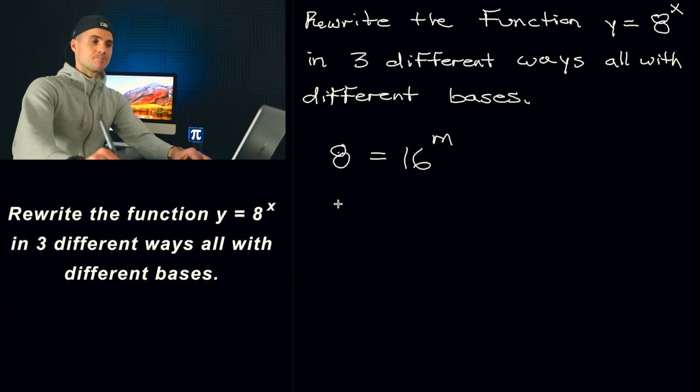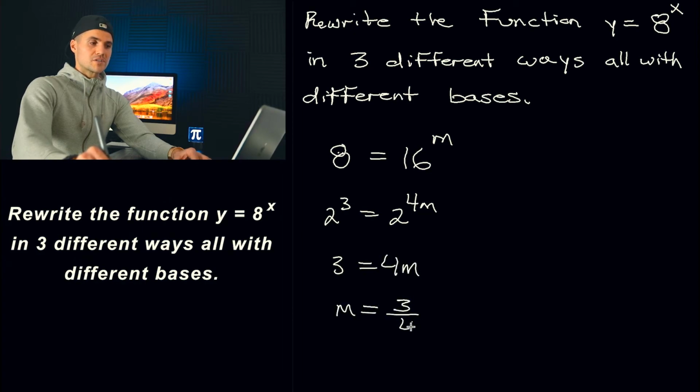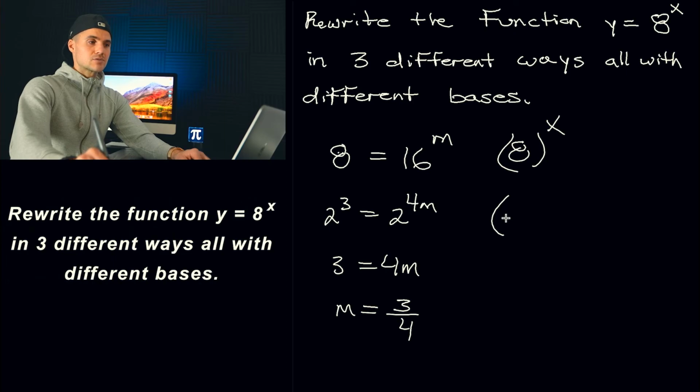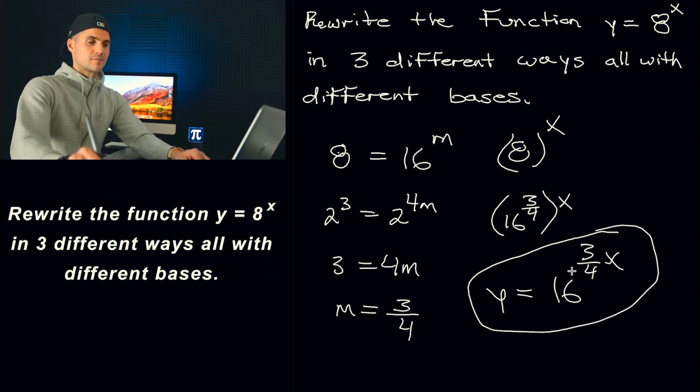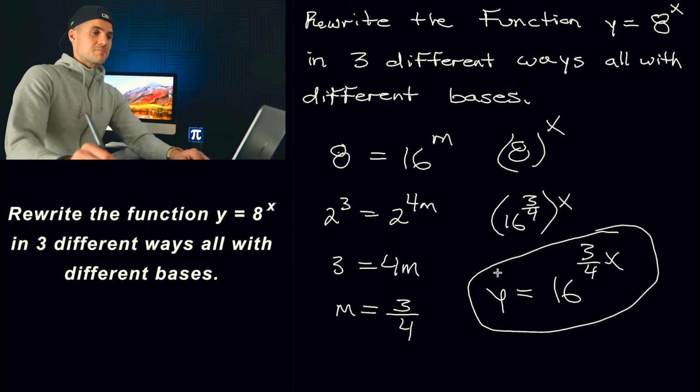Well, 2 to the power of 3 equals 2 to the power of 4m, since 16 is 2 to the power of 4. Multiply those. So you'd have 3 equaling 4m. So in this case, m would be 3 over 4, or 0.75. And if you put 16 to the power of 3 over 4, 16 to the power of 0.75, you would get 8. So if I got 8 to the power of x, well, I know 8 is equal to 16 to the power of 3 over 4 to the power of x. So another potential is that right there. If you graph that, it would be the exact same function.